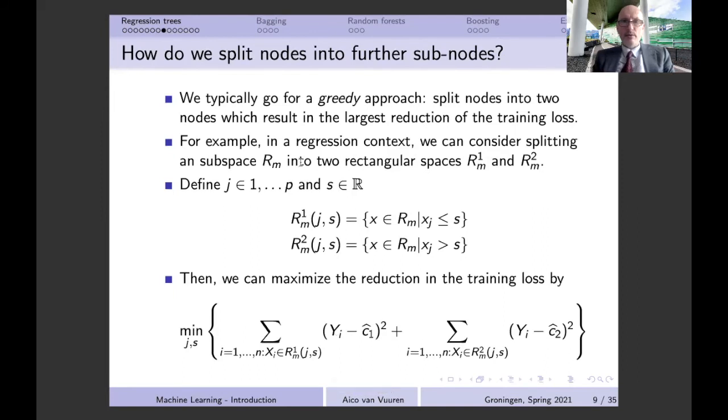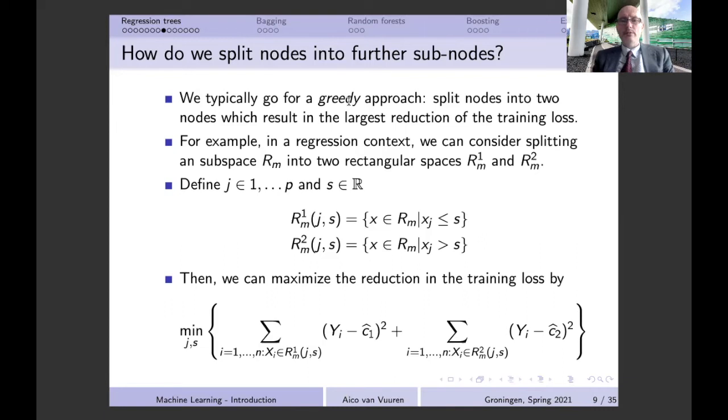Well, that brings me to the second question, and that is, how do we split up nodes into further subnodes? What we're going to do is go for a so-called greedy approach. We have already looked at greediness before, when we were looking at forward stepwise regression. That meant that we just include one variable at a time in a particular regression. In this case, greediness means that we only do one particular split at a time, and our decision is based just on one step ahead. So greediness in general means that we only look one step ahead.